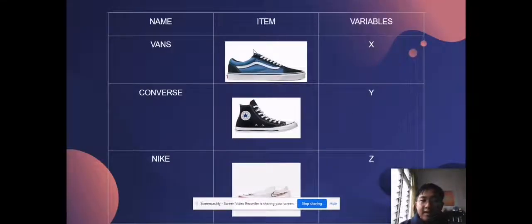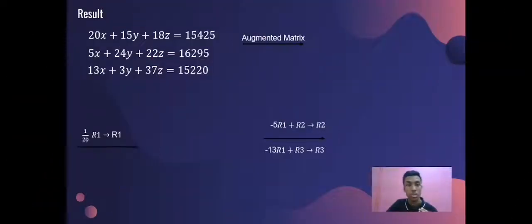This is the example of the variables. So Vans we use as variable x, Converse as y, Nike as z. From our problem statement, we need to form three equations. The first one is 20x plus 15y plus 18z equal to 15,425. Second, 5x plus 24y plus 32z equal to 16,295. Third, 13x plus 3y plus 3z equal to 15,220.